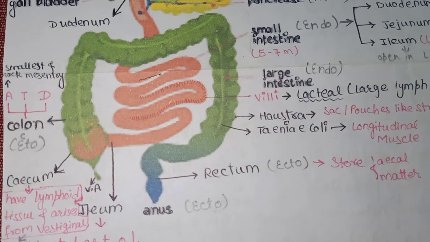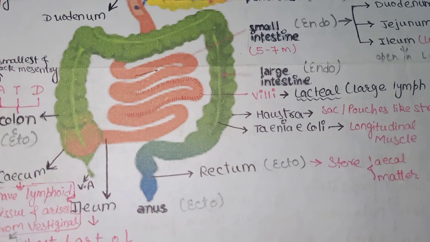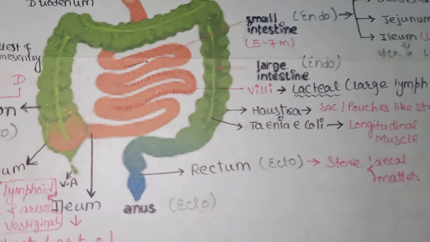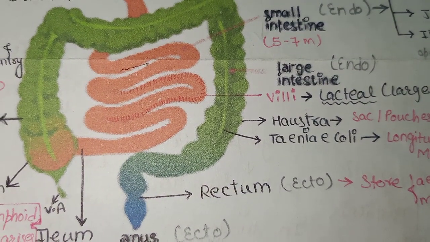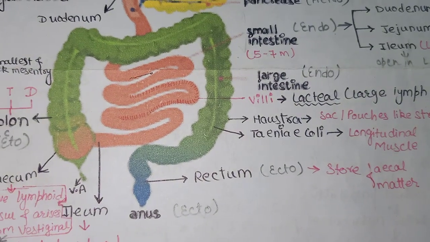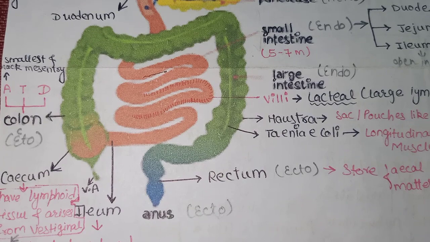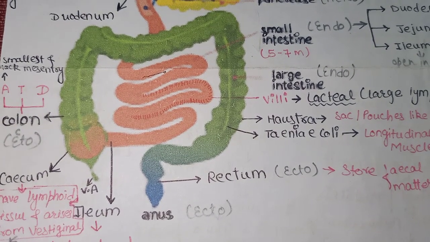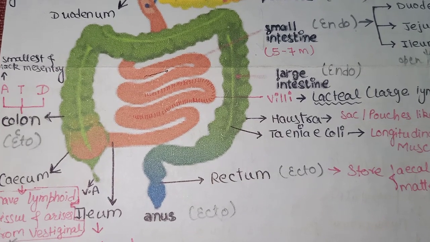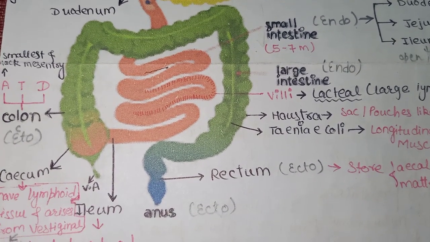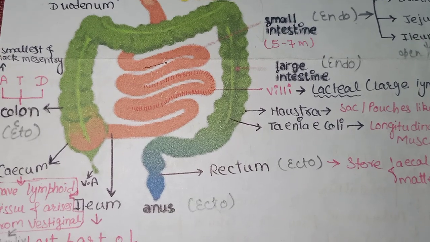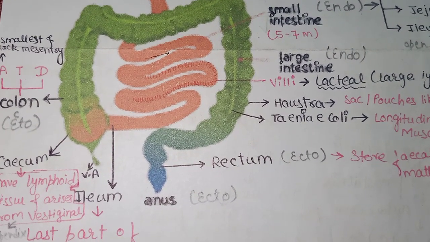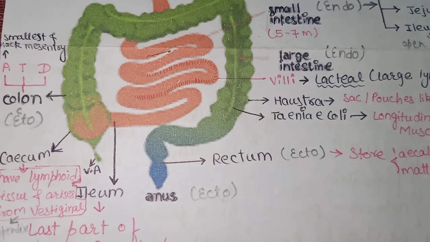It also has 3 parts. As you are seeing, this pouch-like or sac-like structure is known as haustra. It is also made up of 3 parts, that is A, T, D. A is ascending colon, T is transverse colon, and D is descending colon. Mesentery is absent in the ascending colon. The colon is also endodermal in origin.